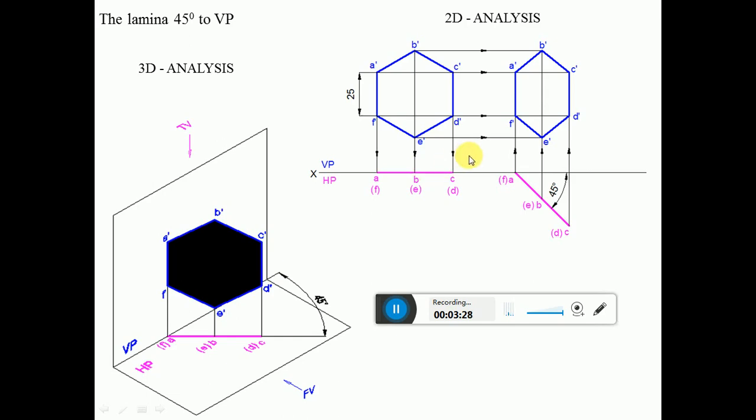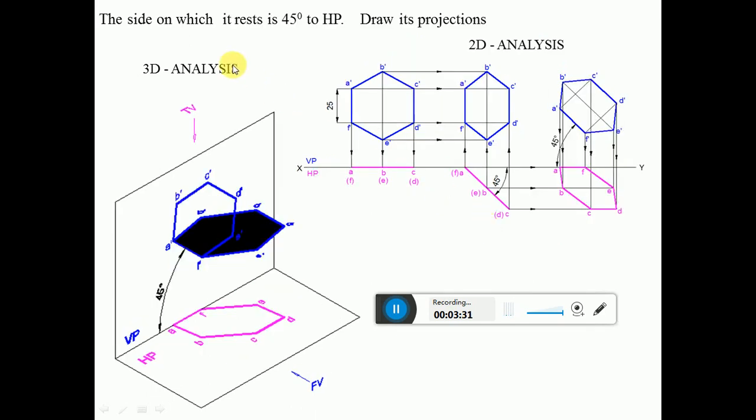So now the next position is that the side on which it rests is inclined at 45 degrees to HP. So which is the side which is resting on VP? It is AF, A dash F dash. That is the one which is going to be rotated by an angle of 45 degrees, because AF is parallel to VP, so you are getting the true length here. Since the inclination given is also the true inclination, you rotate the second position front view such that the side which is on VP is made inclined at 45 degrees to HP.